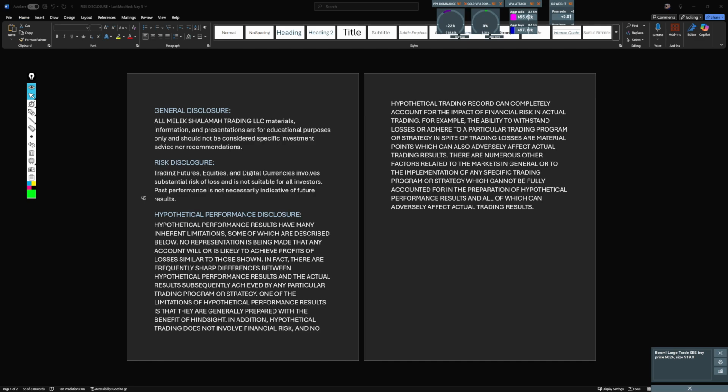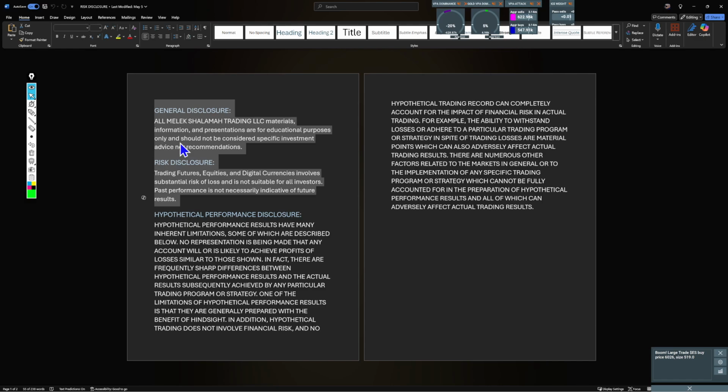This is MELEK SHALAMAH Trading, and I'm going to do a trade recap I did here on the ES futures, and this was in the ETH from yesterday. So today is actually the 10th of June 2025. It's 1:47 p.m. So this happened in the ETH yesterday, which was the 9th.